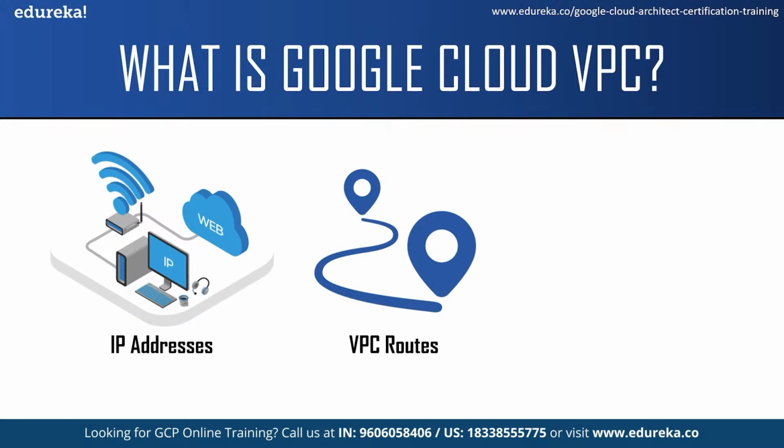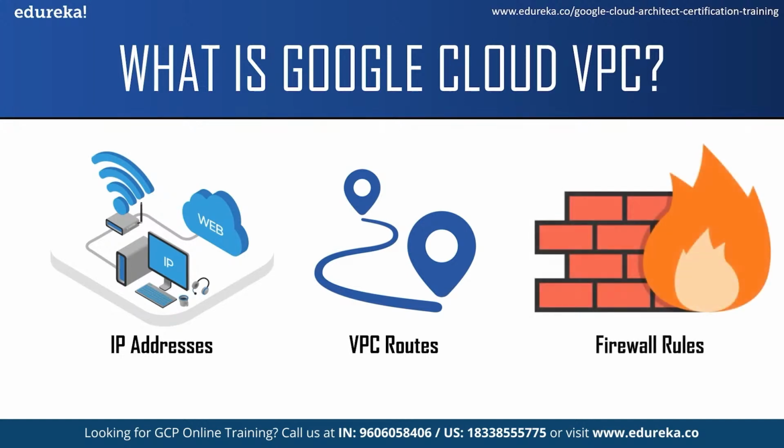But for one instance to communicate with another, you must configure appropriate firewall rules because every network has an implied deny firewall rule for ingress traffic. Now talking about firewall rules, each VPC network implements a distributed virtual firewall that you can configure. Firewall rules allow you to control which packets can travel to which destination.